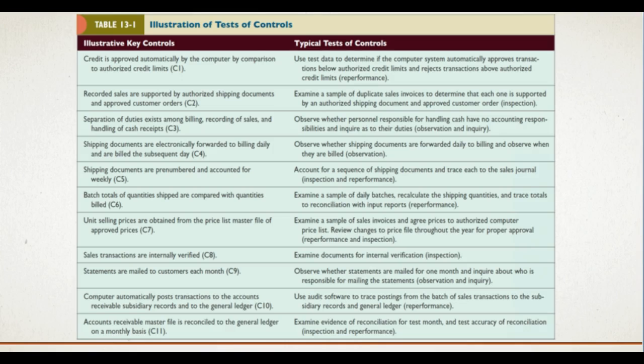Here, we have an illustration of tests of controls, which are procedures the auditor would perform for a key entity control. For example, an entity's key control for sales transactions is to internally verify each sale of the company. The auditor would perform a test of the key control for the sales transactions by examining documents used for internal verification. Another example would be a key control related to shipping, where shipping documents are electronically forwarded to billing daily and are billed the subsequent day. The auditor would perform a test of control by observing whether shipping documents are forwarded daily to billing, and then observe when they are actually billed. You can find table 13-1 on page 412 of your textbook.